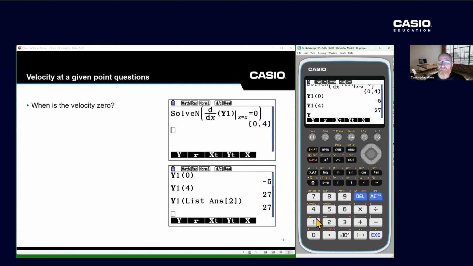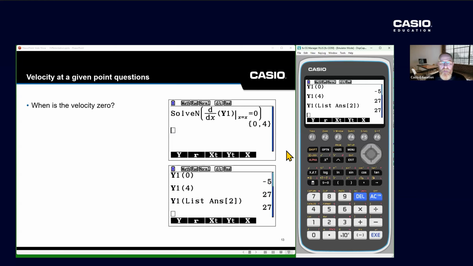You could actually, if you wanted to, extract the values from the list, and you can do that with the list label, which labels 1. So let's go list answer. Now, I've got two values, 0 and 4. I want to use the second one, so I use some square brackets to tell the handset I'm using the second value, and it'll give me 27 again. So that's quite a nice way that you can extract values from a solve n.